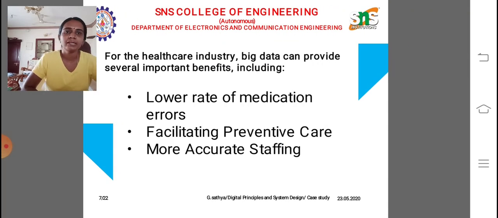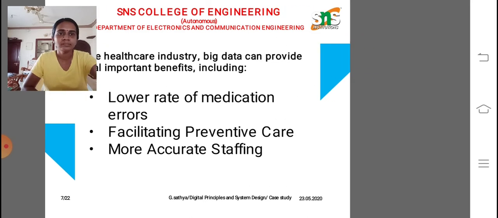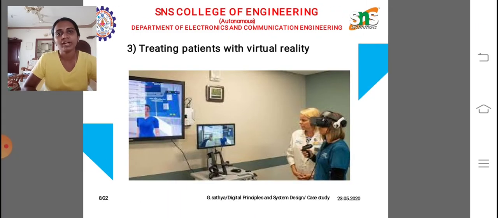With big data, the medical cost is reduced, and more care and attention is given to the patient. That is a very big advantage of the big data unit. And the third part of our ideation is treating patients with virtual reality. Today virtual reality plays a vital role in our modern industry and all sectors.